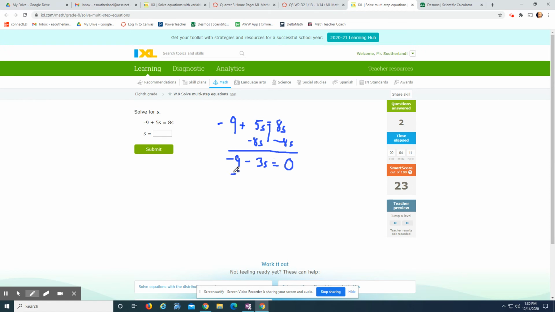And so then we're going to add 9 to both sides. The 9s cancel. Negative 3s comes down. 0 plus 9 is 9. And then we're going to divide both sides by negative 3. Those are going to cancel. s drops down. And it's equal to negative 3.